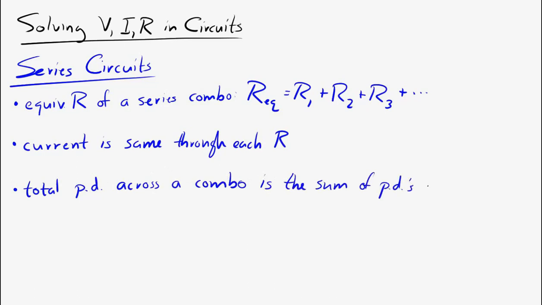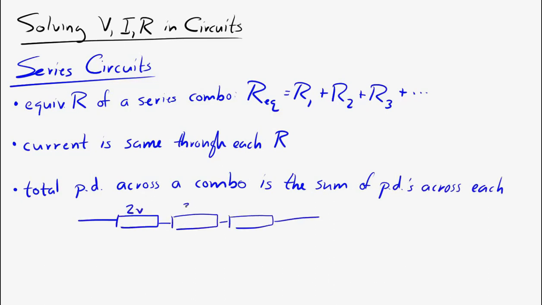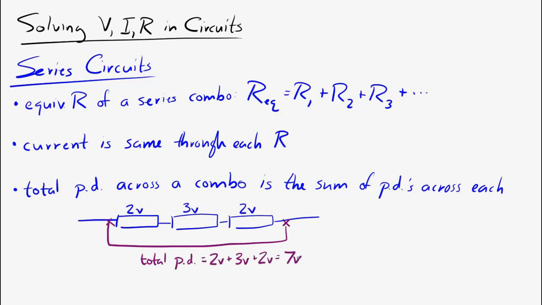So if I have 3 resistors, and there's 2 volts across the first resistor, and 3 volts across the second resistor, and 2 volts across the third resistor, the total potential difference across the total combination is 2 volts plus 3 volts plus 2 volts, or 7 volts.